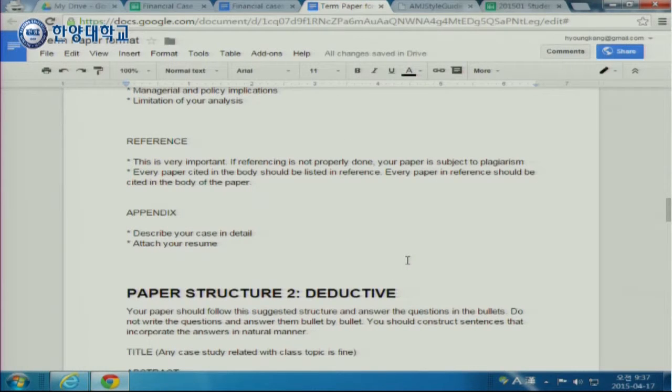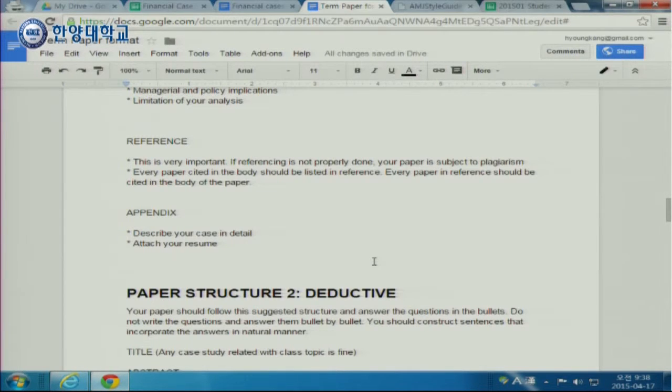Okay, now I will explain the deductive structure. So this is one way of writing a paper. This is phenomenon-driven. But maybe you want to write a theory-driven paper. And there is another way of writing a theory-driven paper. So if you want to write a theory-driven paper, write it this way.